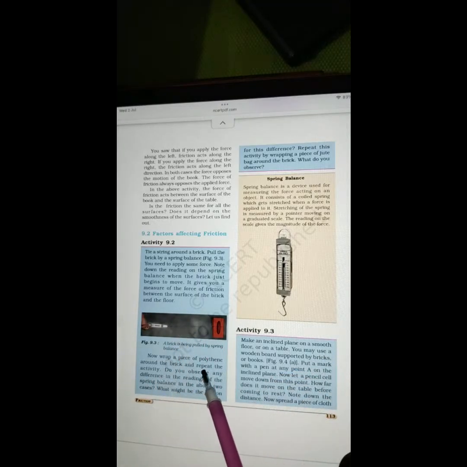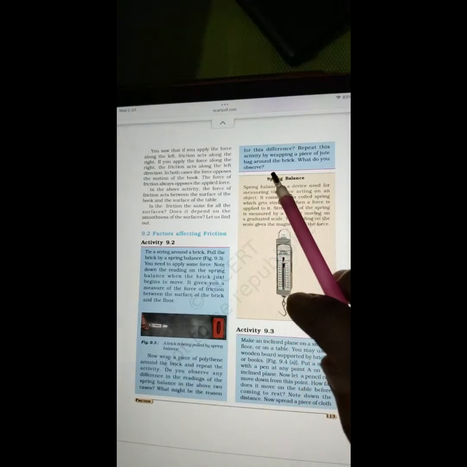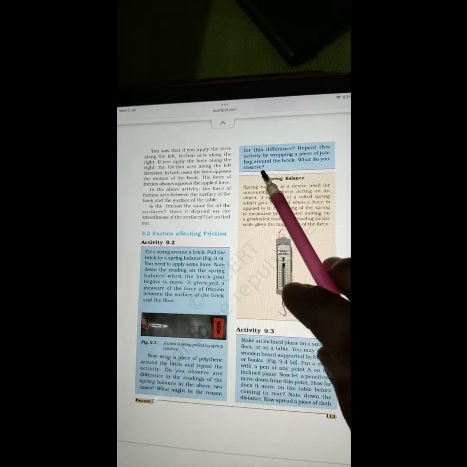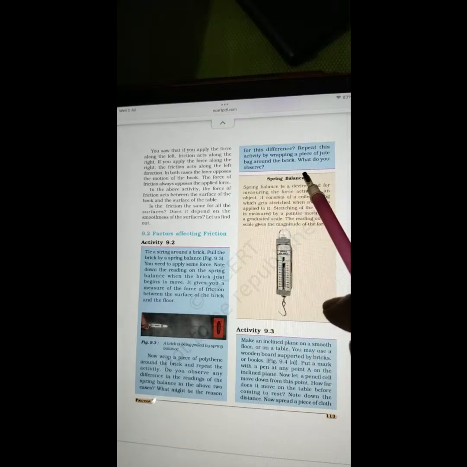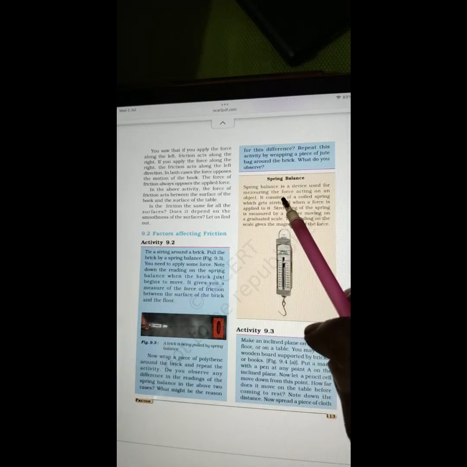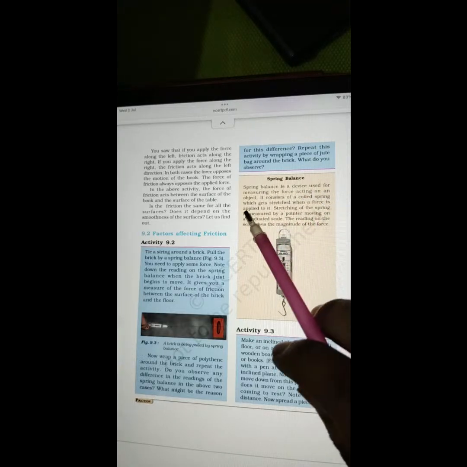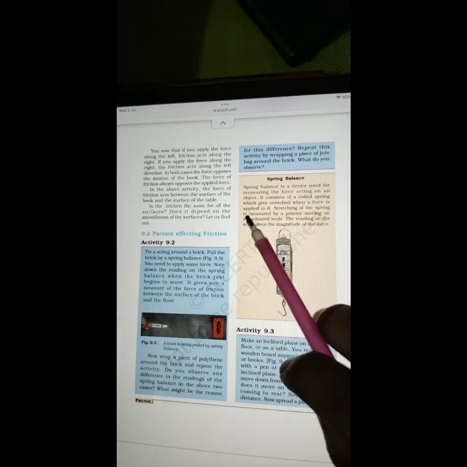Now, wrap a piece of polythene around the brick and repeat the activity. Do you observe any difference in the readings of the spring balance in the above two cases? What might be the reason for this difference? Repeat this activity by wrapping a piece of jute bag around the brick. What do you observe? Spring balance is a device used for measuring the force acting on an object.